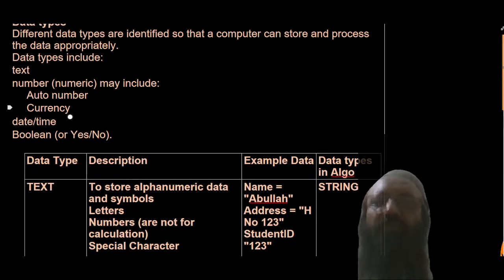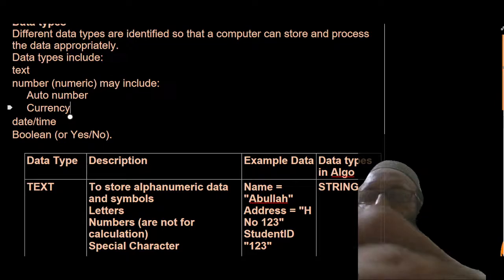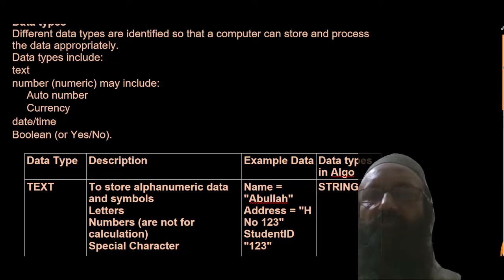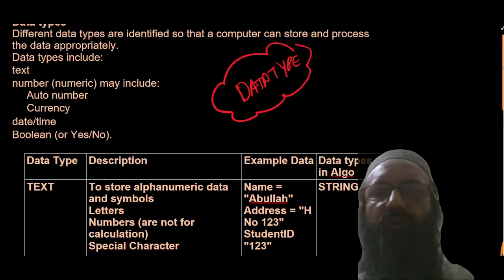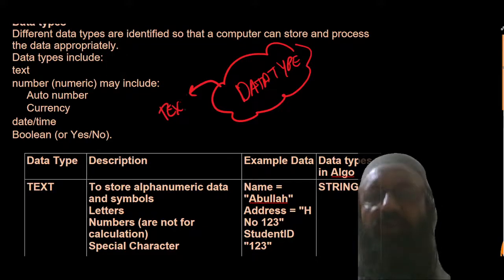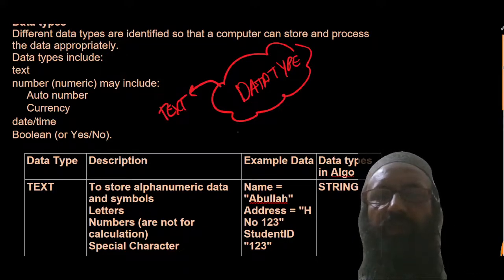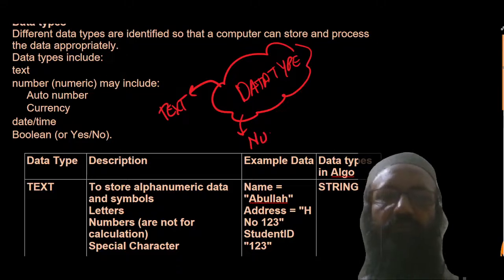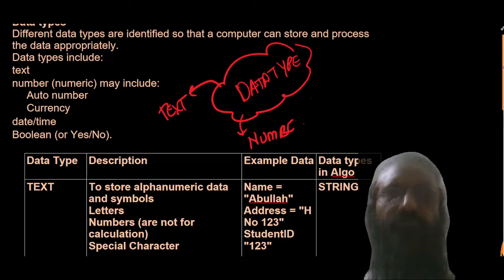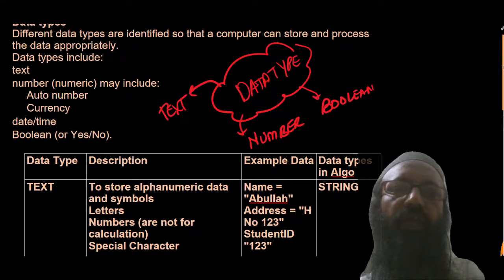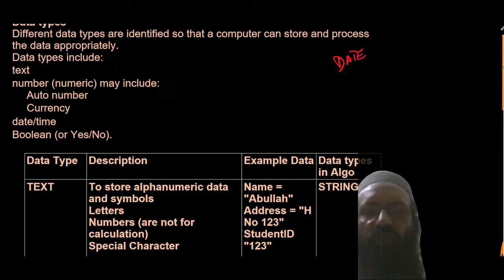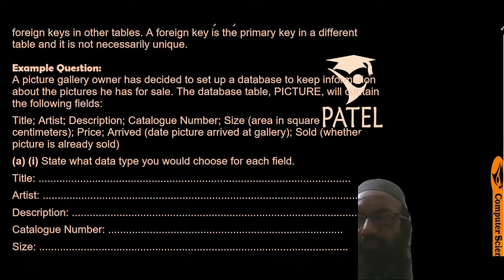So we have studied that we have four different types of data type. We can divide data type into four categories. We can say that there is text, it may be single or multiple characters. There are number, there are boolean, yes or no, true or false, and there are date. These are different data types which we use.